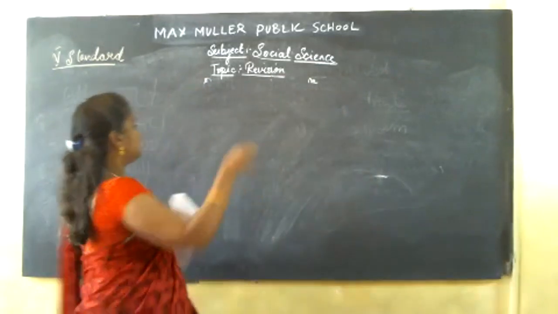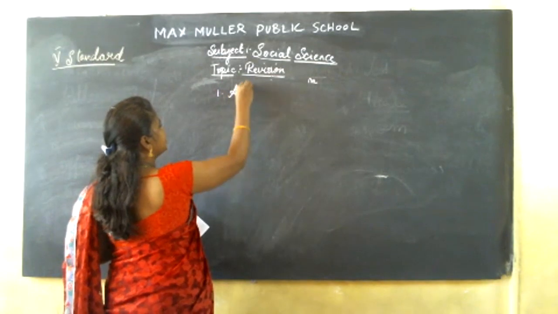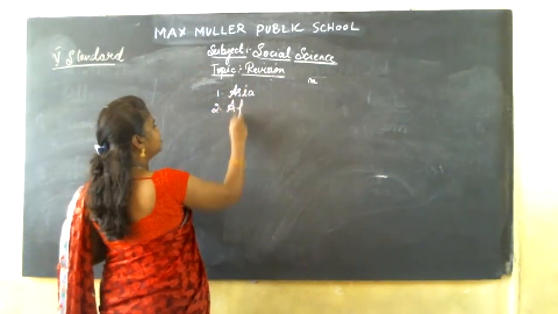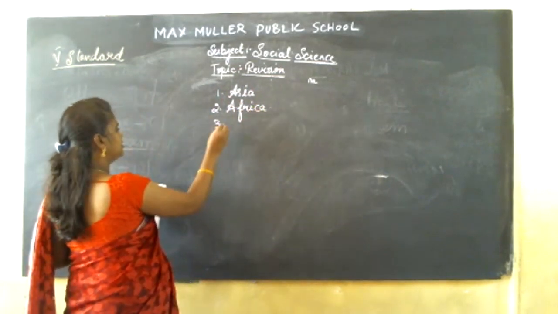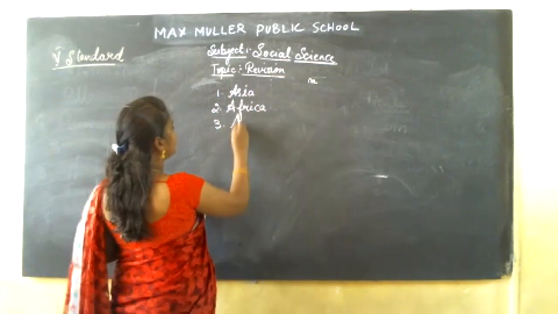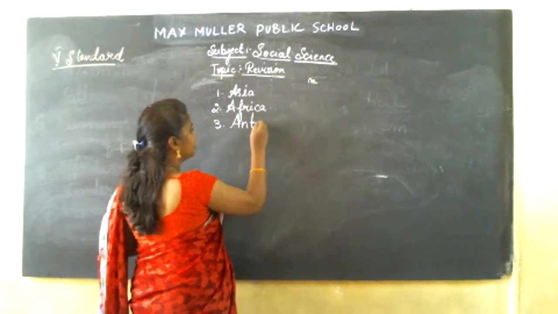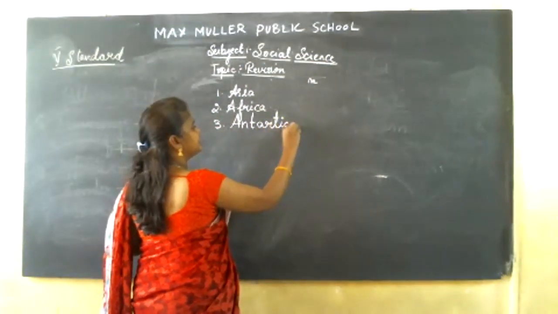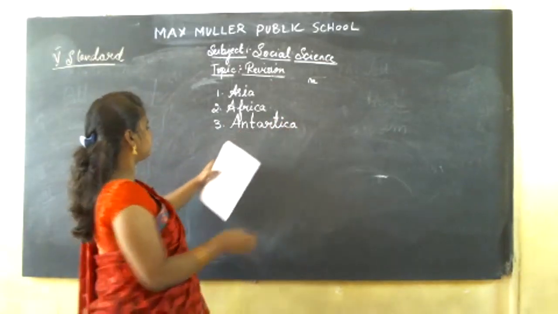So the spellings, the continent spellings. The first one is Asia, A-S-I-A, Asia. The second continent is Africa. The third continent is Antarctica. The Antarctica spelling is A-N-T-A-R-T-I-C-A. So this will be the correct spelling of Antarctica.